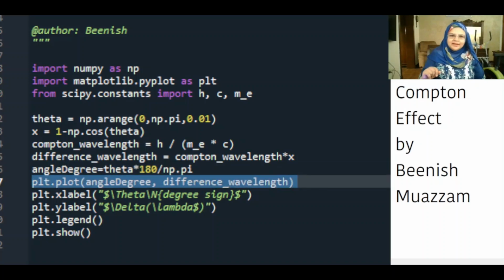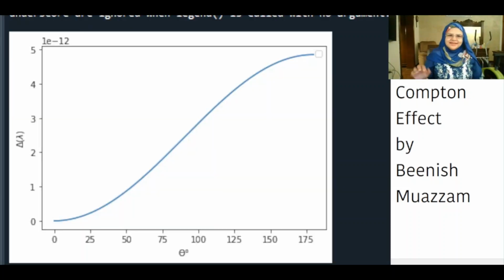We can plot the graph of angle degree and difference underscore wavelength. The graph of delta lambda and theta looks like this. The maximum wavelength shift occurs at theta equal to 180 degrees. At theta equal to 180 degrees, the maximum wavelength shift is twice Compton wavelength.